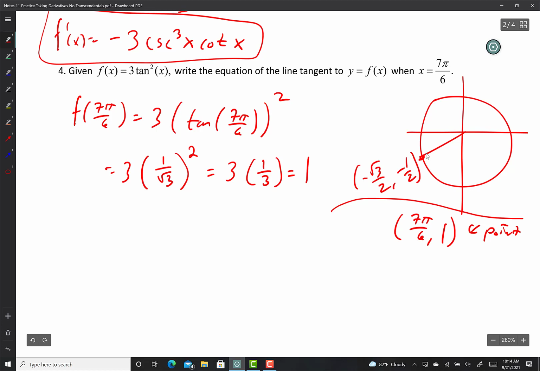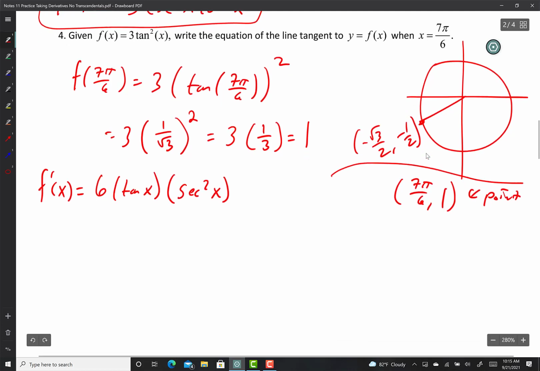Now I'm going to find my slope. So I'm going to write f prime of x. Let me slow down so I can see some of you guys still writing. I'm going to do chain rule. What is 3 times 2? So 6 tan x, to the power of 1, times the derivative of tan, which is secant squared x. There it is. So now I'm going to plug in the value 7 pi over 6.